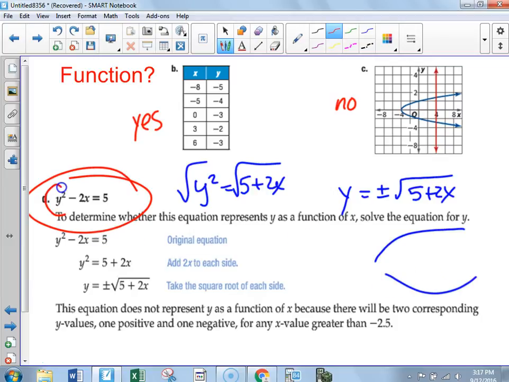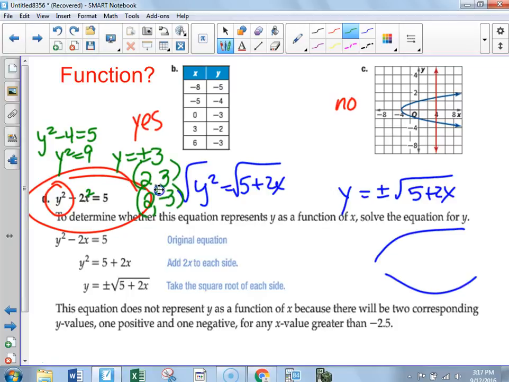Generally, anything that has a y squared is going to be a no. Let me talk you through that. If I put in, say, a 2 here, this would say y squared minus 4 equals 5. I add that over there, I get y squared equals 9, right? y equals plus or minus 3. Are you good with that? Okay, I put in a 2, and I got out a 3 or a negative 3. You see where that would be a problem? Okay?